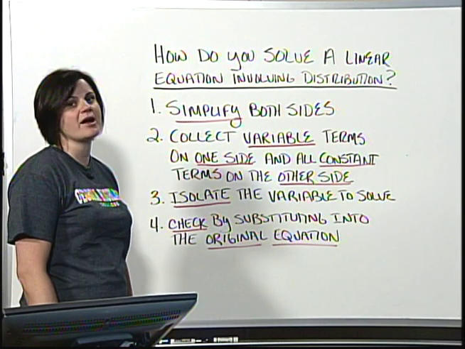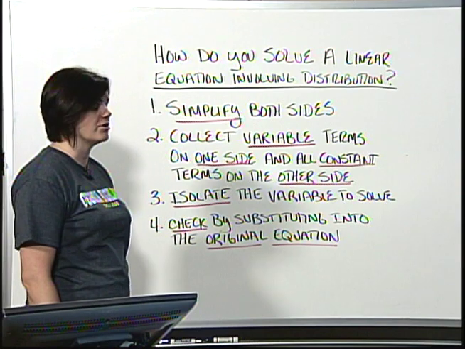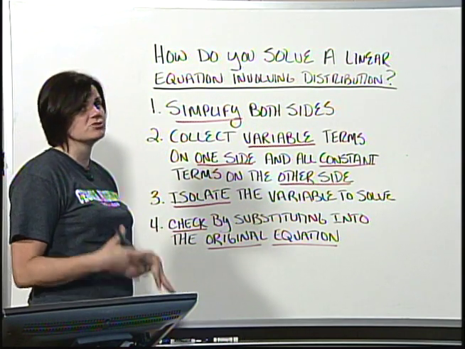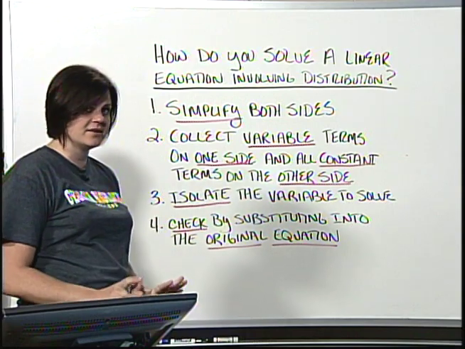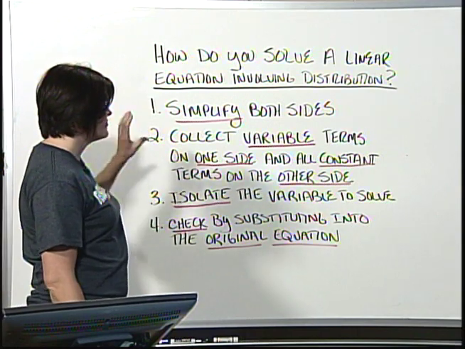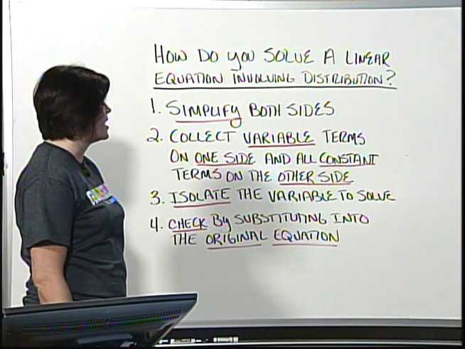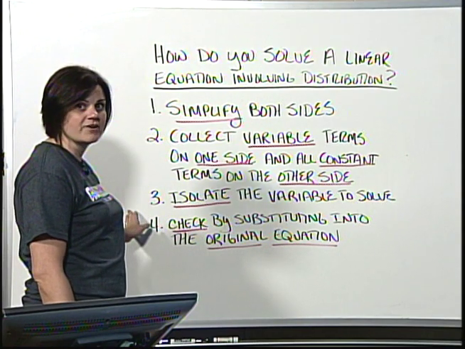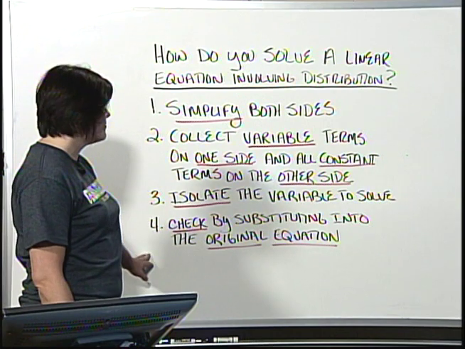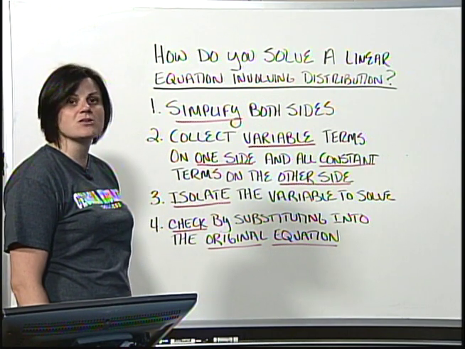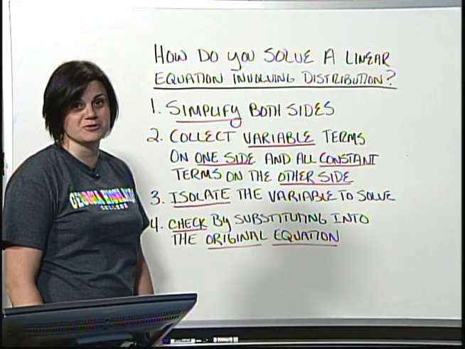So just to remind you of the steps to solving a linear equation, you simplify both sides, whether that's distribution, combining like terms, anything like that. Collect the variable terms on one side and the constant terms on the other side. Isolate your variable to solve, and then finally check by substituting into the original equation. Let's take a look at an example that involves distribution.